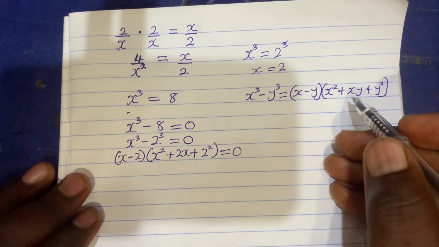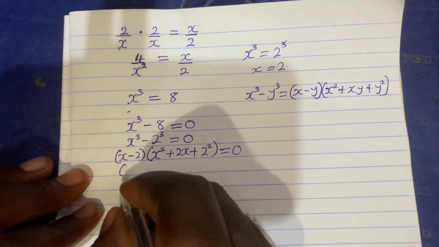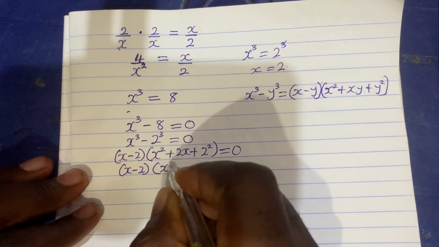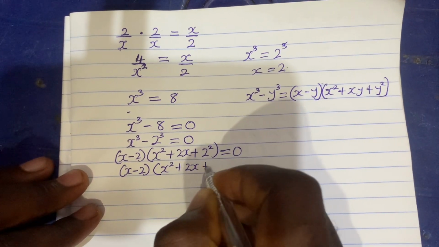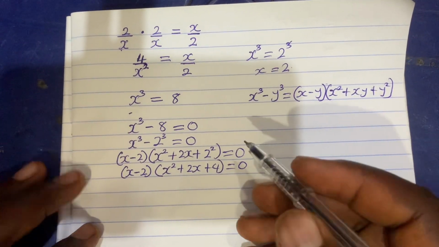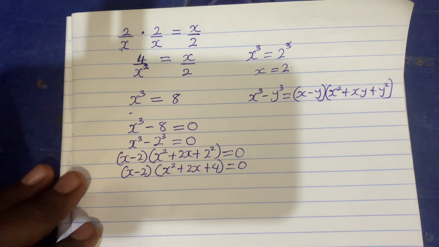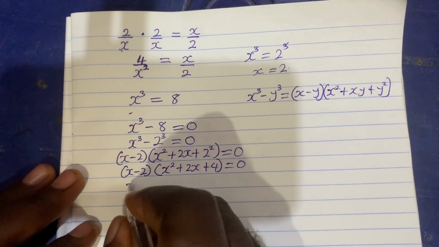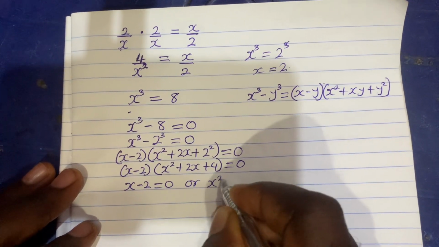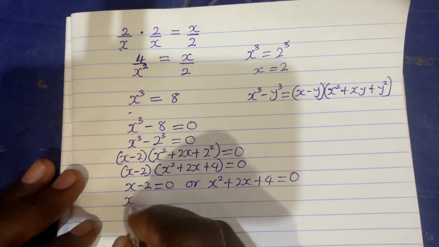The same thing I did here. So what do we do next? So we're going to have that this is x minus 2 in bracket of x squared plus 2x plus 4 is equal to 0. Okay, so now when the product of two things is 0, automatically one of them must be 0. So I have that x minus 2 is equal to 0, or x squared plus 2x plus 4 is equal to 0.